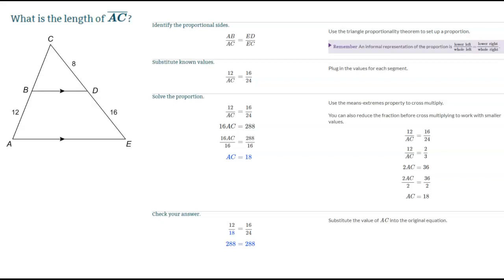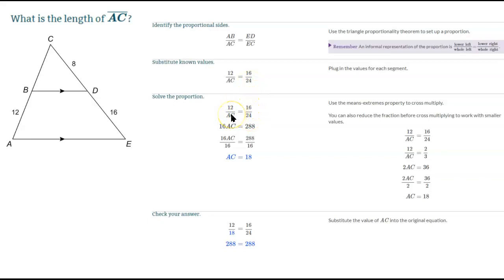What is the length of AC? So here we're going to identify the proportional sides again. AB divided by all of AC. And then we're going to equal that to ED divided by EC, all of this line. So we would substitute the known value by saying 12 divided by AC is equal to 16 divided by 24.